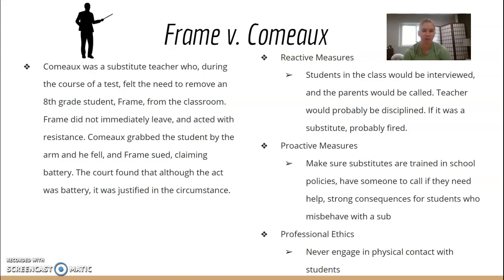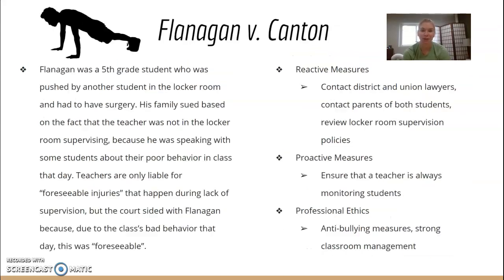That's just unacceptable behavior. Some proactive measures, make sure substitutes are trained in school policies so they know what they can and can't do. Have someone for subs to call if they need help with classroom management, and have strong consequences for students when there's substitutes there so they are less likely to act out. And then professional ethics. Teachers and adults working with students should never engage in physical contact with students unless it's absolutely necessary. And I would think in this case it wasn't necessarily absolutely necessary.